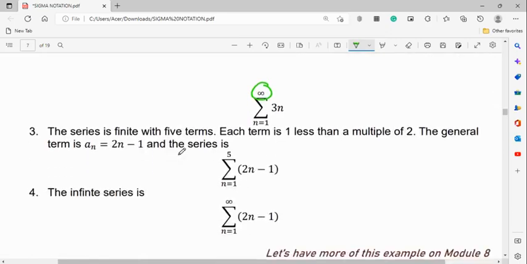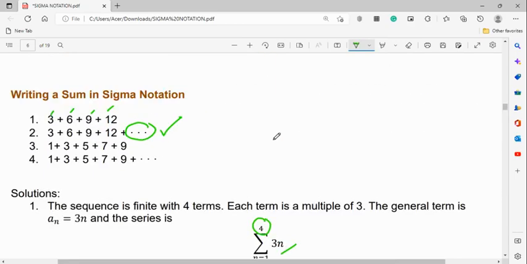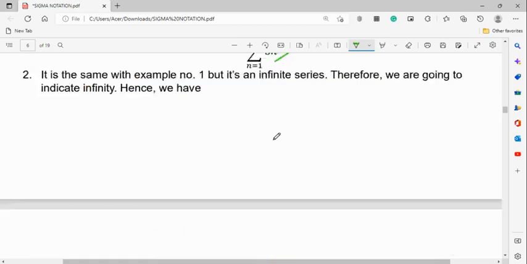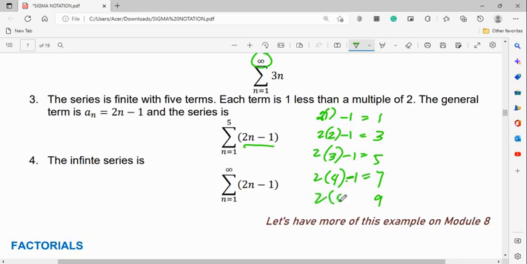Okay? Number 3, that is simply 2n minus 1. The sequence in number 3 is 1, 3, 5, 7, 9. When n is 1, 2 times 1 minus 1 is 1. N is 2, 4 minus 1 is 3. N is 3, 6 minus 1 is 5. N is 4, 8 minus 1 is 7. N is 5, 10 minus 1 is 9.